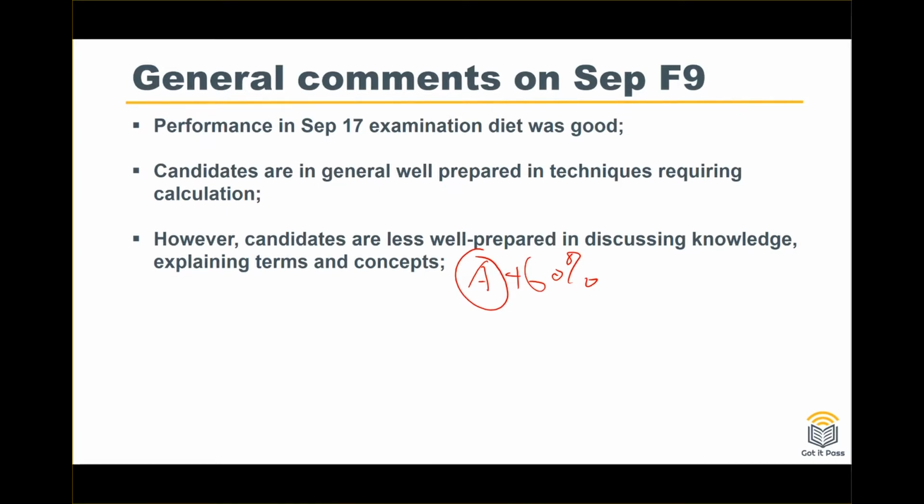So for section B, it's about 50% on explaining terms and concepts. So you can see for section A and section B, about half of the marks come from terms explanation and concepts explanation as well. So it's much more important for candidates to prepare for those concepts and terms questions in section A and B.